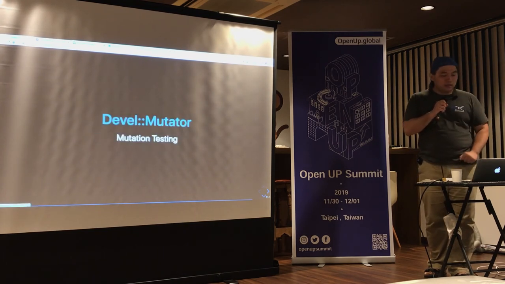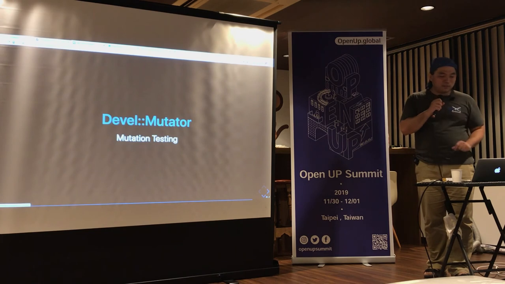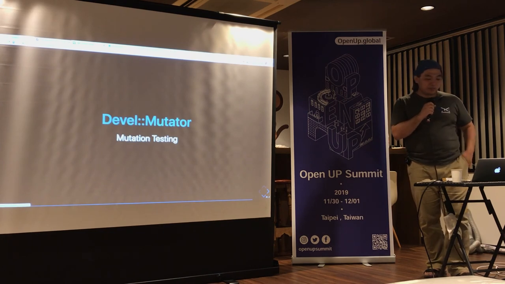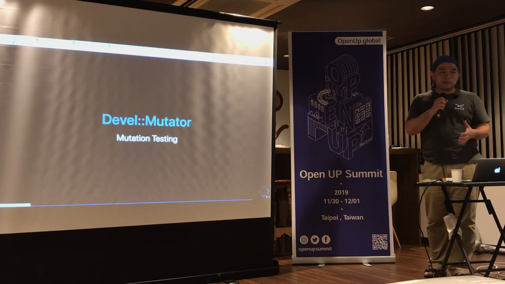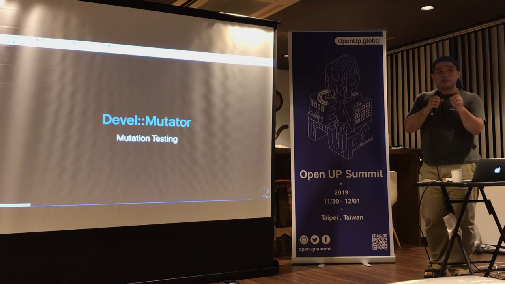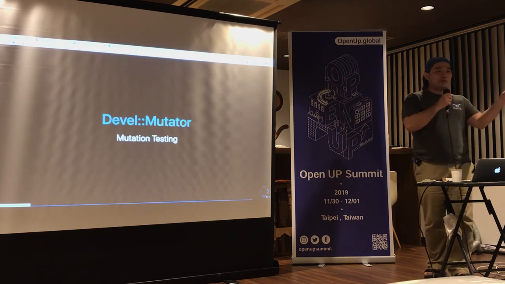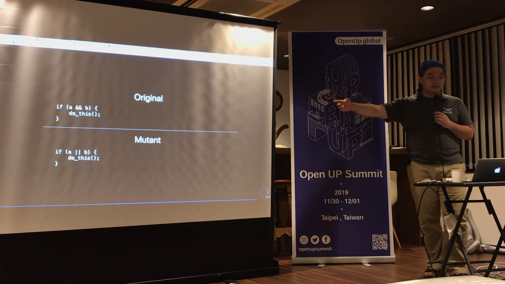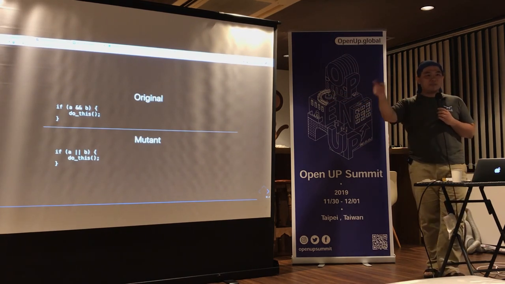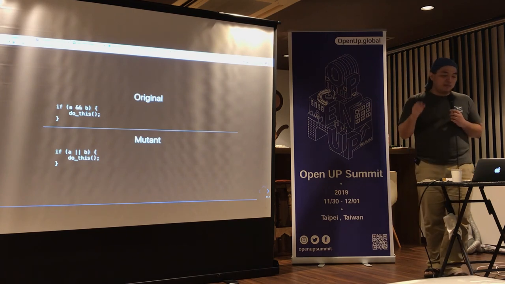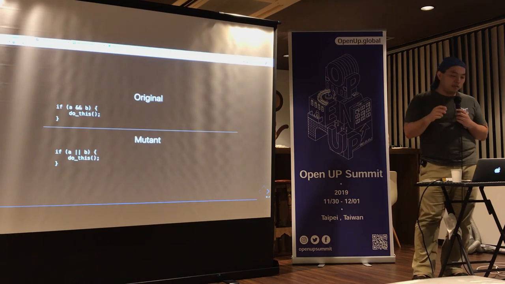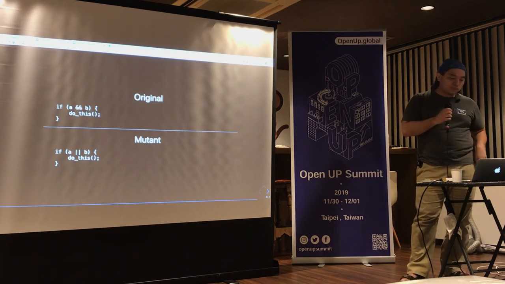And finally, I want to touch a little bit on mutation testing. This is a very interesting topic that I recently engaged with. It is very similar to fuzzing, but instead of feeding random parameters, it changes your code. For example, say your code has an original version that says if A and B do something, it mutates that into a different operator. Usually it mutates the operator.